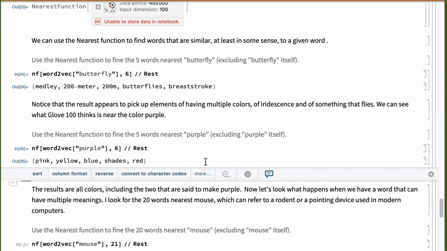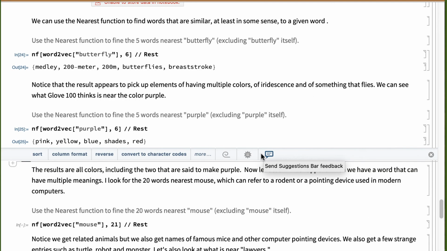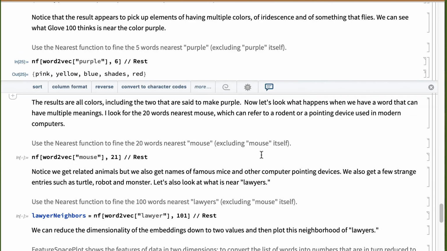And purple, it does understand that. It thinks it's a color, and so we see things that are color-like, including blue and red, which we all know from kindergarten make purple, or that's what we were told. So what about words whose meaning is ambiguous? What happens here? This is an area in which GloVe is not as advanced as some of the most modern embeddings like ELMo and others that understand context better.